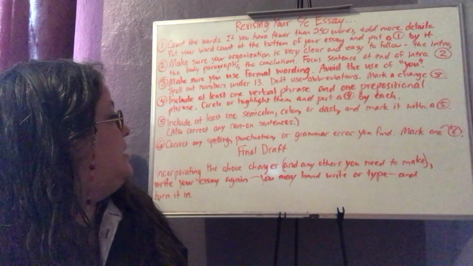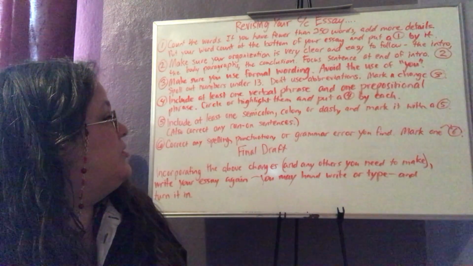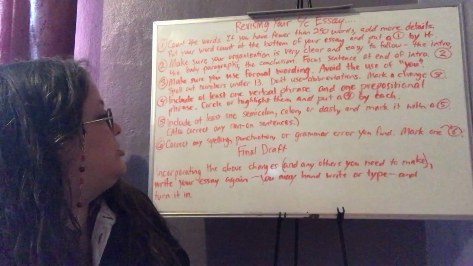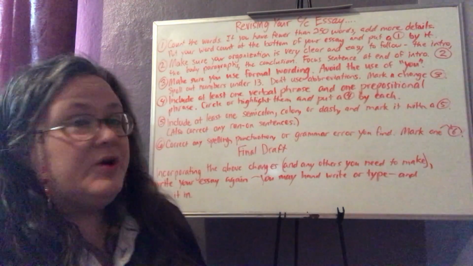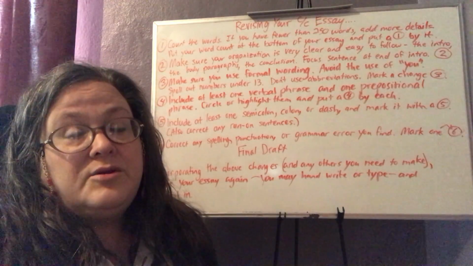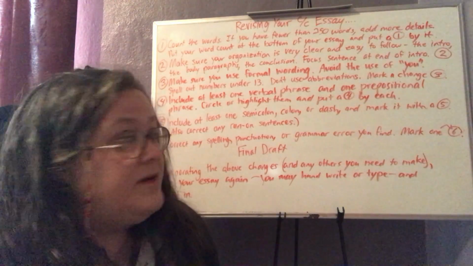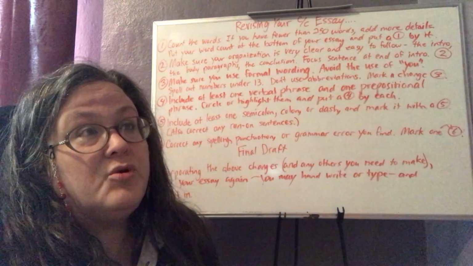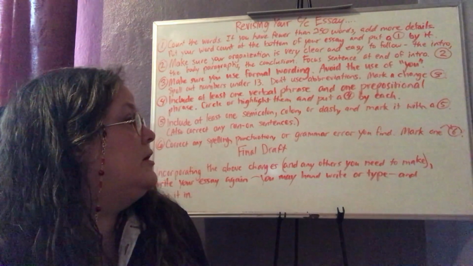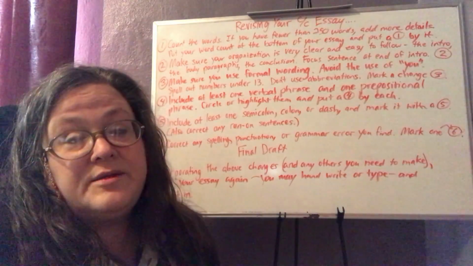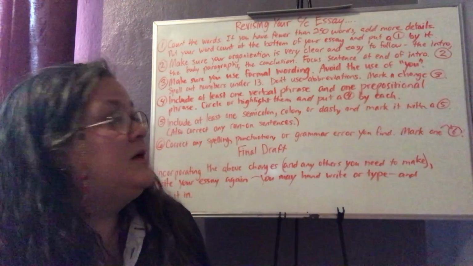Number 4, include at least 1 verbal phrase and 1 prepositional phrase. Circle or highlight them and put a 4 by each. So a verbal phrase, again, is either an infinitive phrase. Remember, that has to include more than "to" plus the verb. It has to have another word at least. A gerund phrase, a participial phrase.